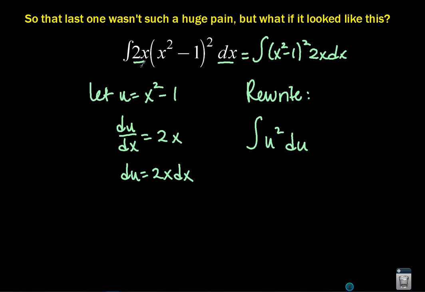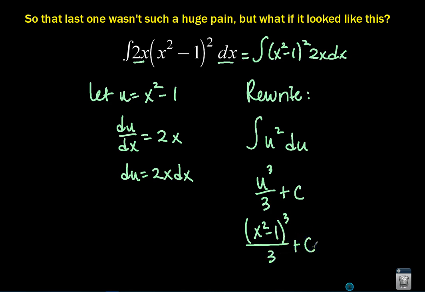So now I've got an integral of u squared du, and I'm going to do reverse power rule on that, make that u cubed over 3 plus c, and then again replace u with my original x squared minus 1, cubed over 3 plus c.